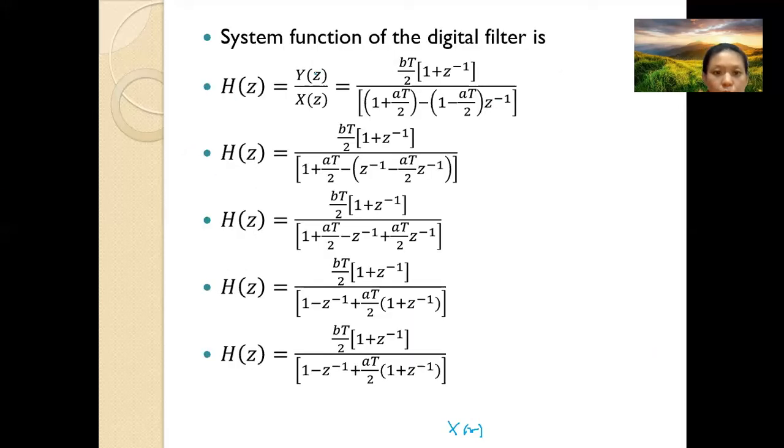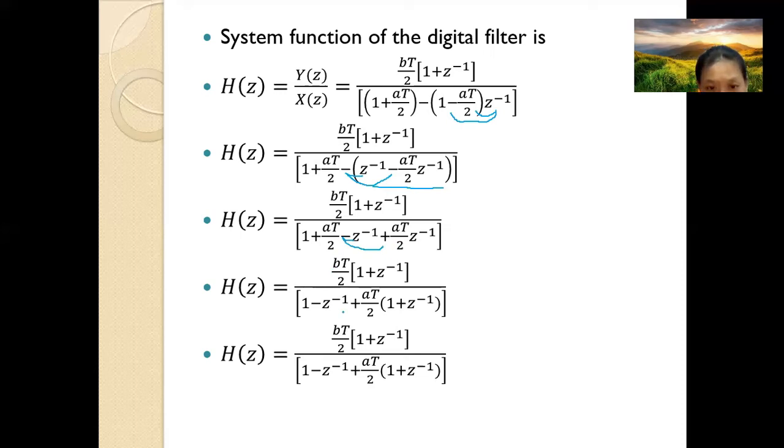So we will have H(z) equals Y(z) divided by X(z) equals b t divided by 2 bracket 1 plus z minus 1, divided by 1 plus a t divided by 2 minus of 1 minus a t divided by 2 bracket z minus 1. After that, we expand the z minus 1 into the equation. We will get this equation: z minus 1 minus of a t divided by 2 z minus 1. Okay, and then we expand this minus inside the equation, so we get minus and plus.